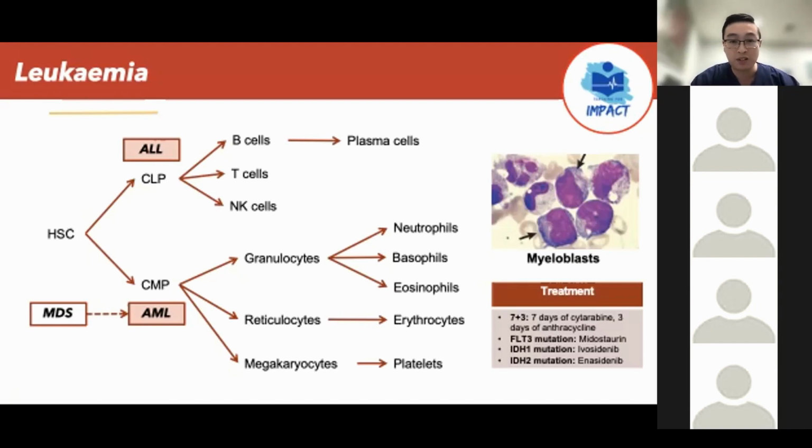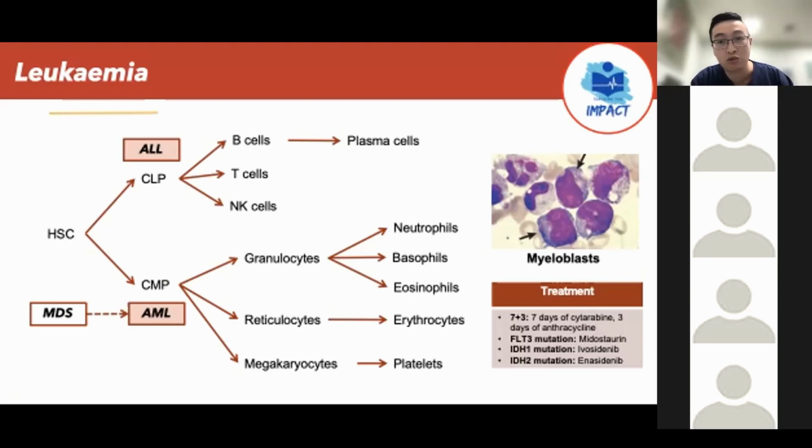7+3 therapy refers to a chemotherapeutic regimen where it's 7 days of continuous infusion of a chemotherapeutic agent called cytarabine, otherwise known as ARA-C. So that's the 7-bit. So 7+3.